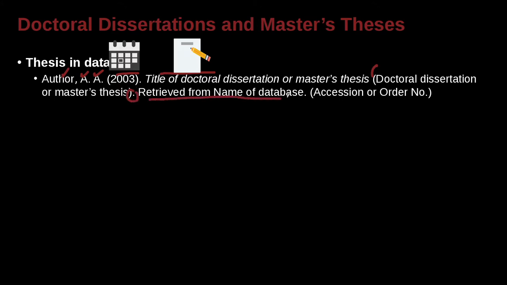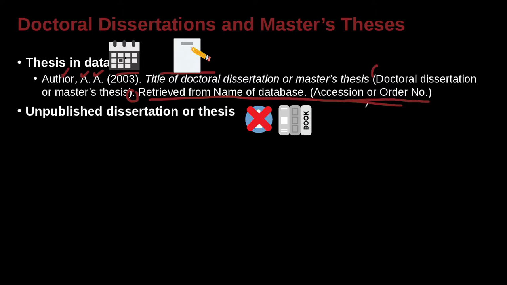But then we add the bit of the URL saying where we got it from, the name of the database. Now usually these will not have a URL, will they? Because usually the thesis or dissertation is inside of a library, and you cannot access it unless you're a member of the library or a member of another library that has access to that library. But in any case, you can list the name of the database or the library and the number. Usually they will have a number to access inside the library.